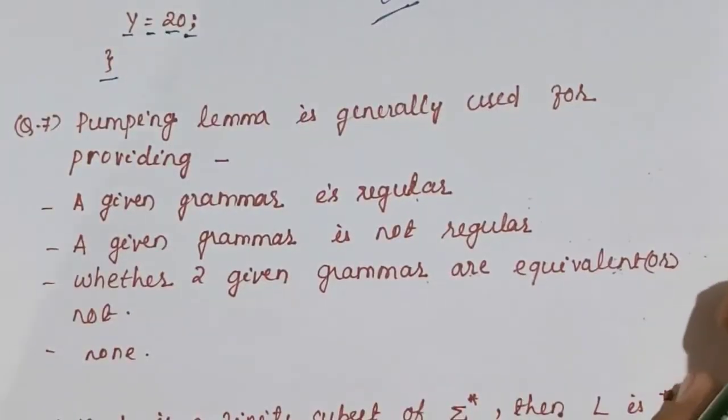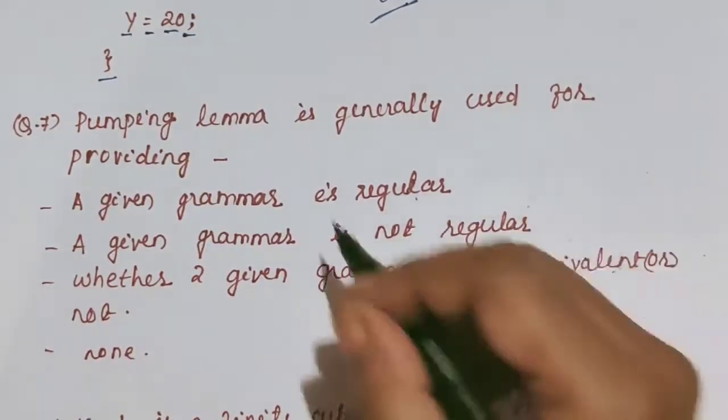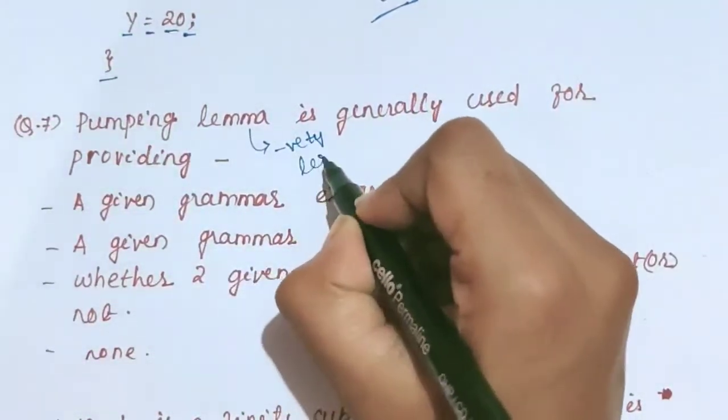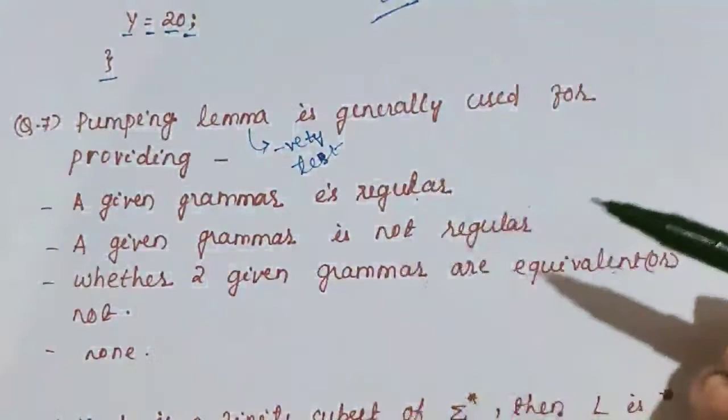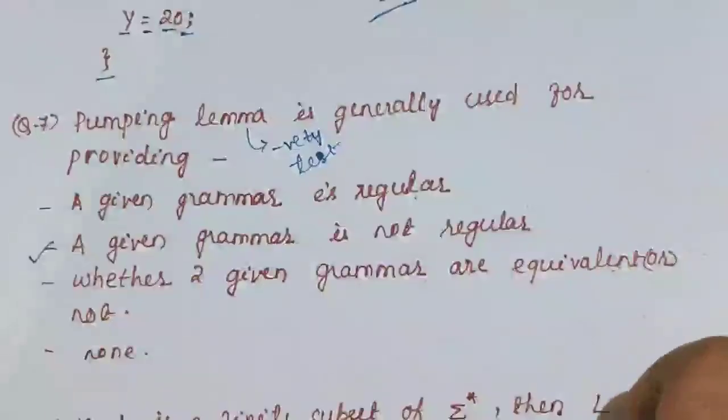For the next question, is pumping lemma generally used for proving a given grammar is regular? No, pumping lemma is a negativity test and it is used to prove that a grammar is not regular. So option B is correct.